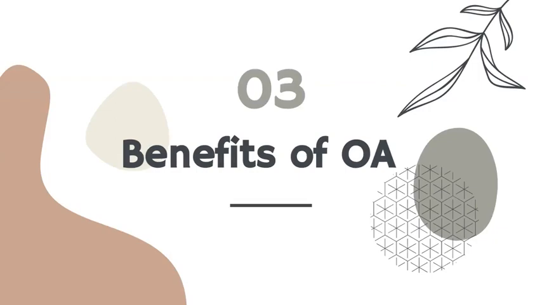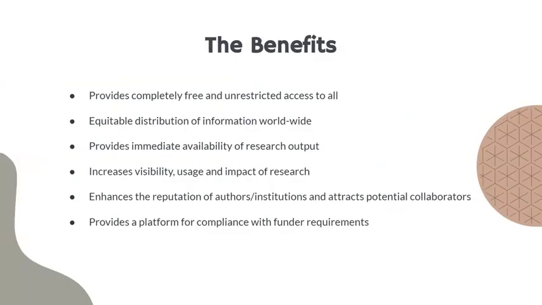So what are the benefits of open access? Open access provides completely free and unrestricted access to all. So think of it as a global entity. It's equitable distribution of information worldwide, provides immediate availability of research output. It increases the visibility, usage, and impact of research. And this is one of the primary driving forces behind open access. It enhances the reputation of authors and institutions and attracts potential collaborators. It provides a lot of exposure to the work that you've done. And it provides a platform for compliance with funder requirements.